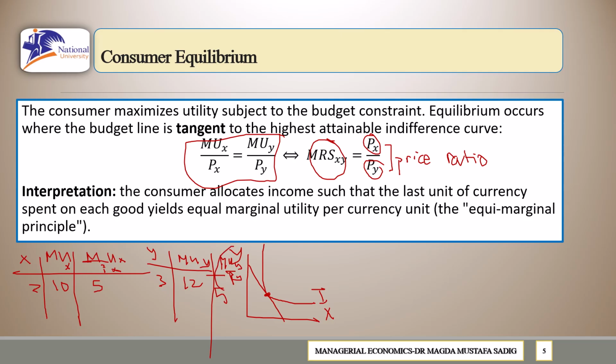So here this one is equal to this one, but the consumer should consume 3 units of Y and 2 units of X. So this is the equimarginal principle. Consumers allocate spending so that the last dollar spent on every product generates equal marginal utility. Otherwise, they could rearrange spending and become better off.